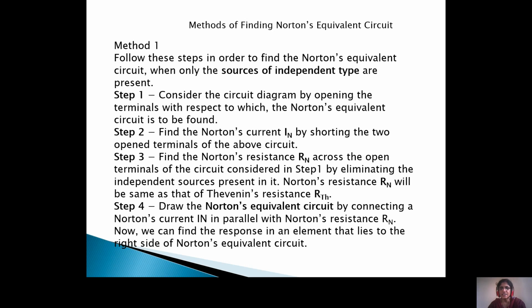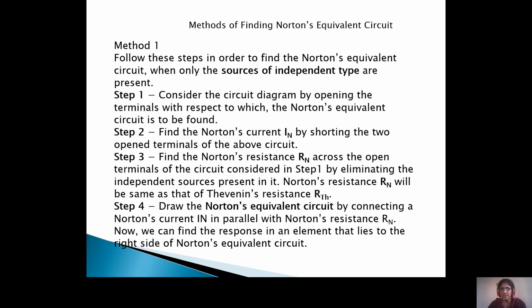Step 1: consider the circuit by opening the terminals with respect to which Norton's equivalent circuit is found. Then find Norton's current IN by shorting the two terminals of the above circuit. When you find this, you short the two terminals and find the current. In Thevenin's, whatever the position, you open it, but here you have to short.